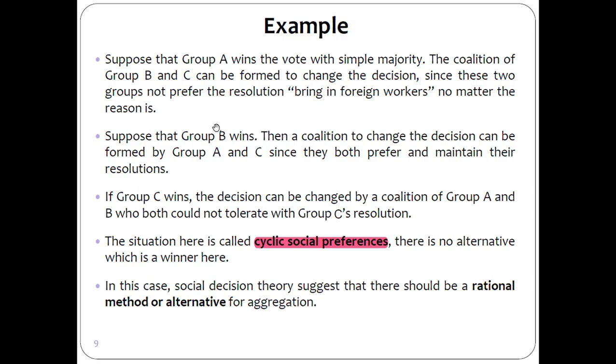Suppose that group A wins the vote with simple majority, the coalition of group B and C can be formed to change the decision since these two group not prefer the resolution bring in foreign worker no matter the reason is. Jadi kat sini tengok contohlah group A ni dia macam tak nak lah bawa masuk kerja asing contohnya. Okay, suppose that group B wins.